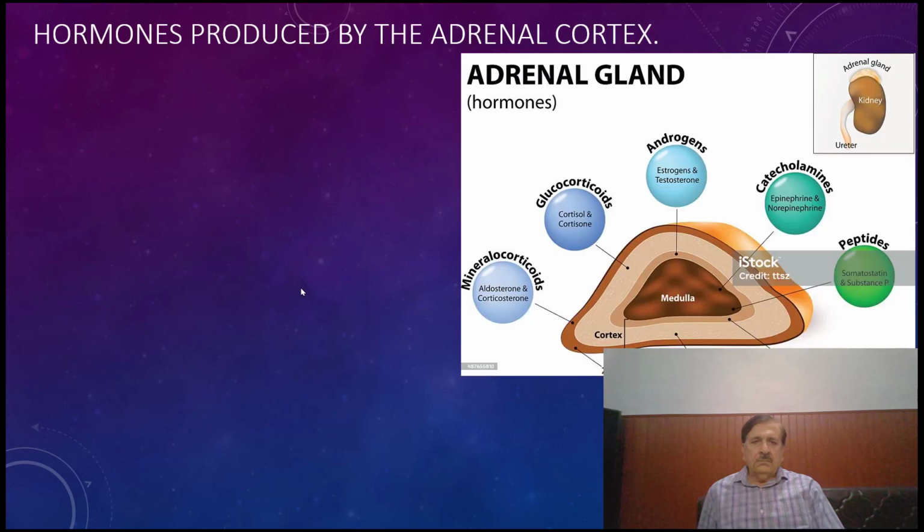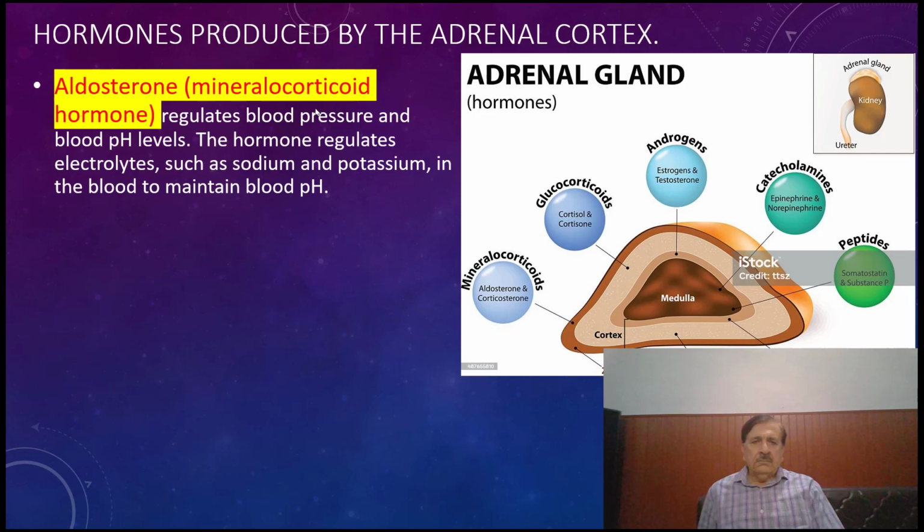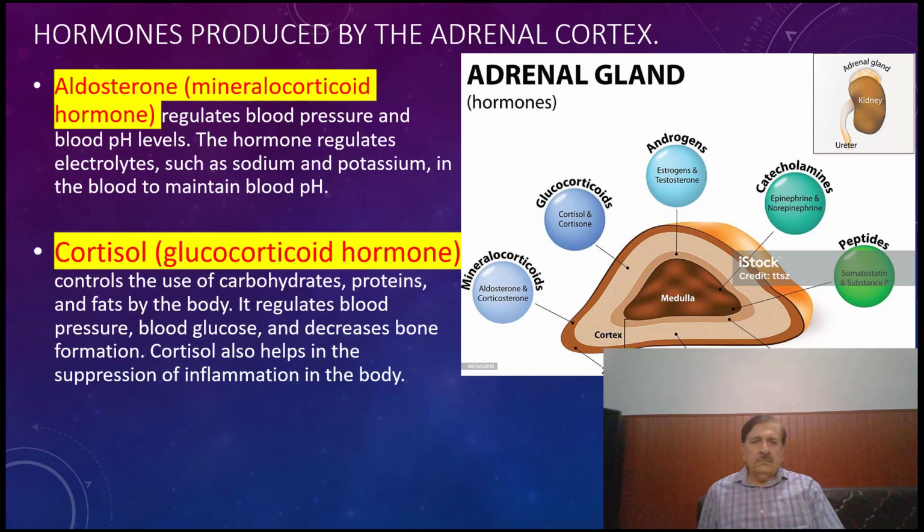Hormones produced by the adrenal cortex: aldosterone, also called mineralocorticoid hormone, regulates blood pressure and blood pH level. The hormone regulates electrolytes such as sodium and potassium in the blood to maintain blood pH. Cortisol, a glucocorticoid hormone, controls the use of carbohydrate, protein, and fat by the body. It regulates blood pressure and blood glucose, and decreases bone function. Cortisol also helps in suppression of inflammation in the body.